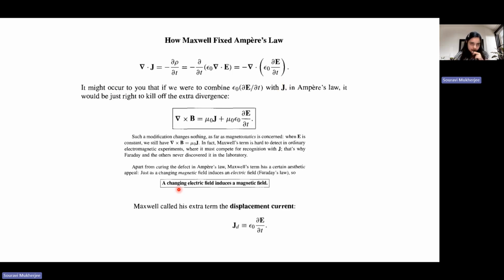So that's what he did. He added this extra term to Ampere's law. Now, what this is telling you is that if there's no J, consider that there's no current density J, then a changing electric field will also result in a magnetic field. So that's how both electric and magnetic fields get intertwined and connected to each other. And this epsilon naught dE/dt can be termed as a displacement current JD.